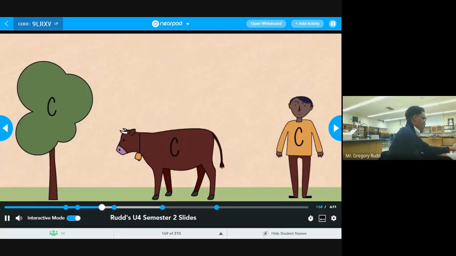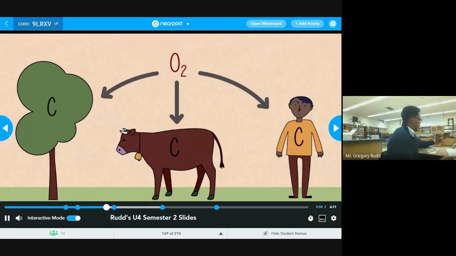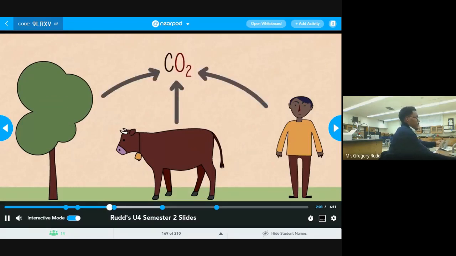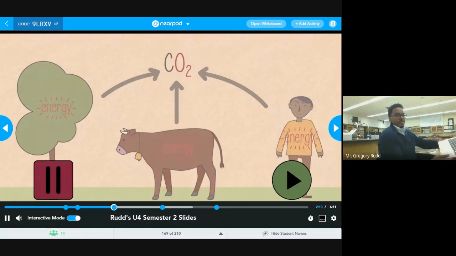In order to fuel these living processes, plants and animals take back oxygen from the air and rejoin it with the carbon, releasing carbon dioxide back into the environment. Do you know the name of this energy releasing process? Paul?